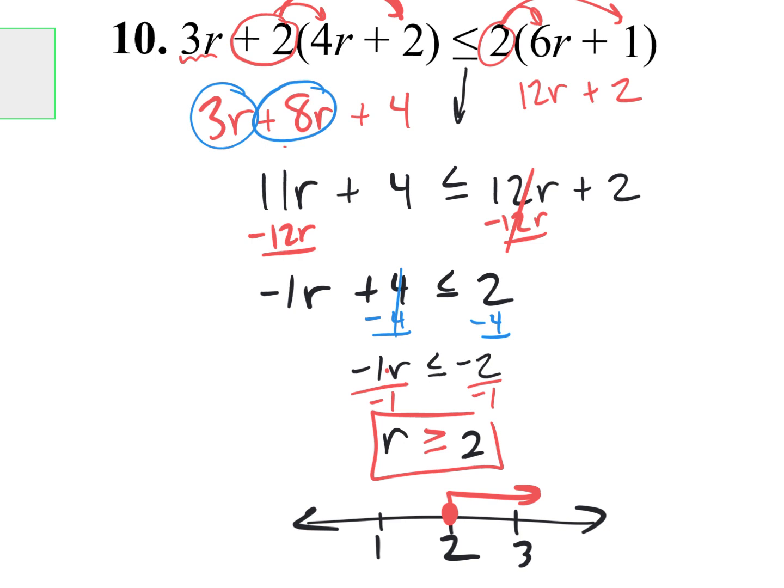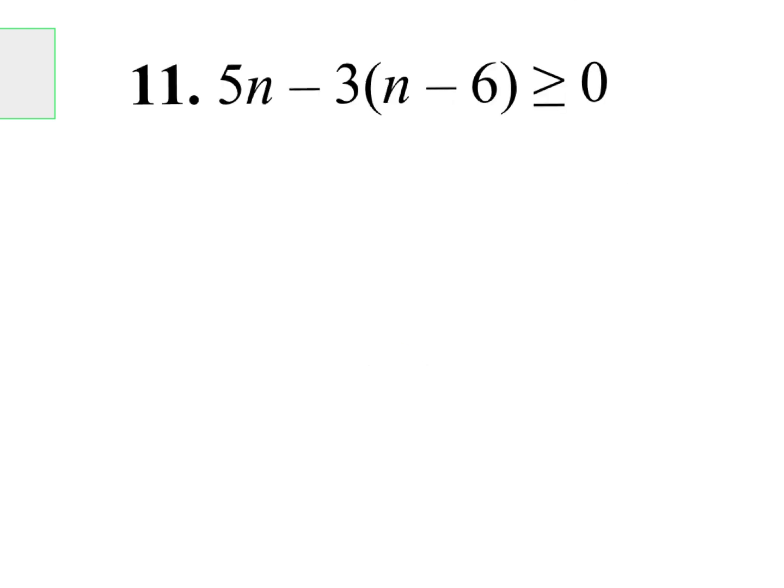One more. Let's go for it. So on number 11, we need to, again, simplify each side. If you look at the right side, that's a number 0. Dang, that's as simple as anything could get. So we're only going to simplify the left side.